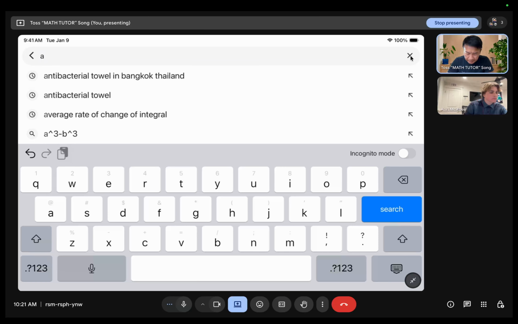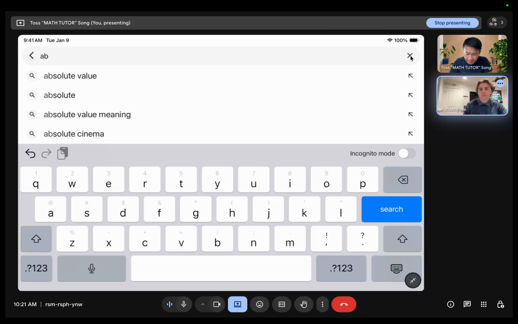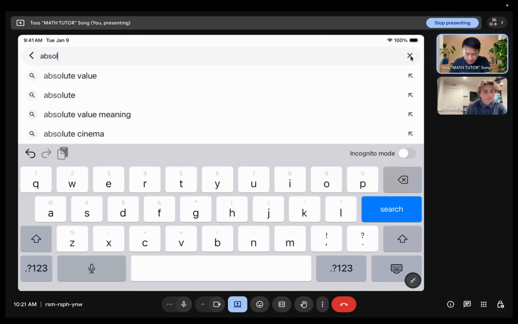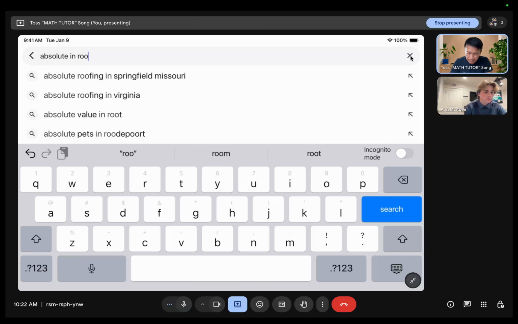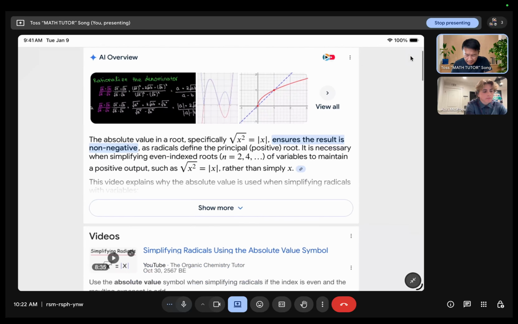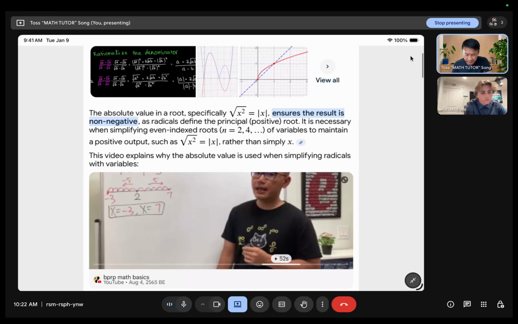Absolute value. It's actually important. Absolute value, absolute root. I don't know how to write absolute in root. Okay, something like this. All right. Watch, they're probably AI it. Okay, fine, whatever.